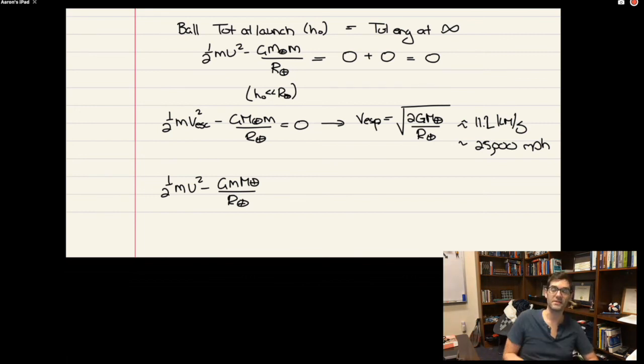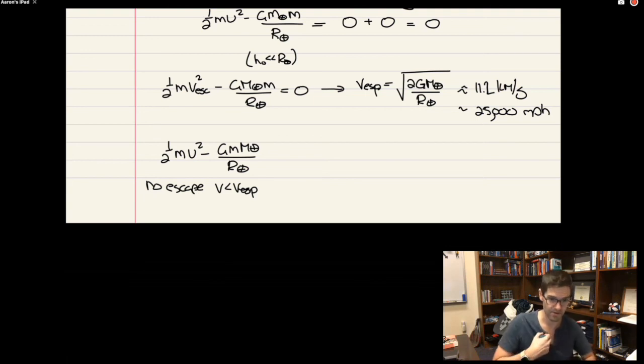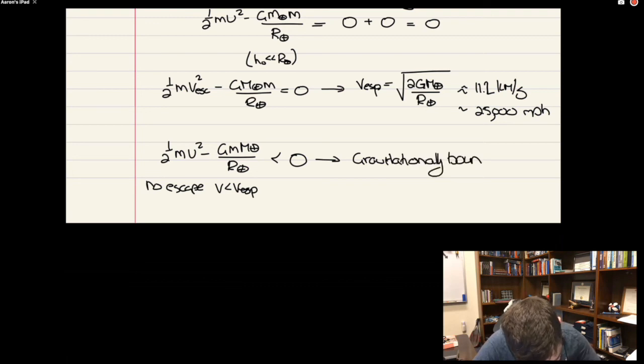But if I didn't throw it fast enough so that it doesn't escape, that means v is less than v escape. If we derived v escape for when this expression equals 0, that implies that if you add up this expression and you get something that's negative, you're gravitationally bound, and you cannot escape. You don't have the escape velocity to escape from the object itself. The ball will not leave the Earth. It will eventually turn around sooner or later.